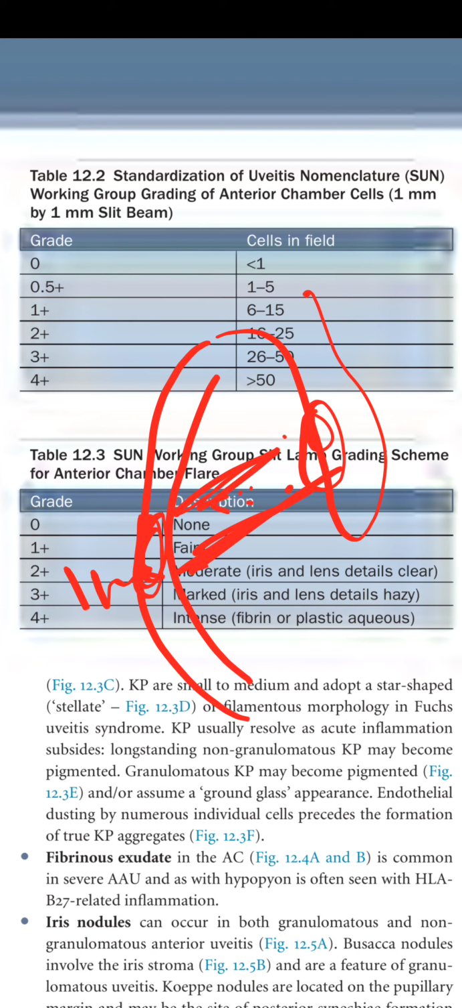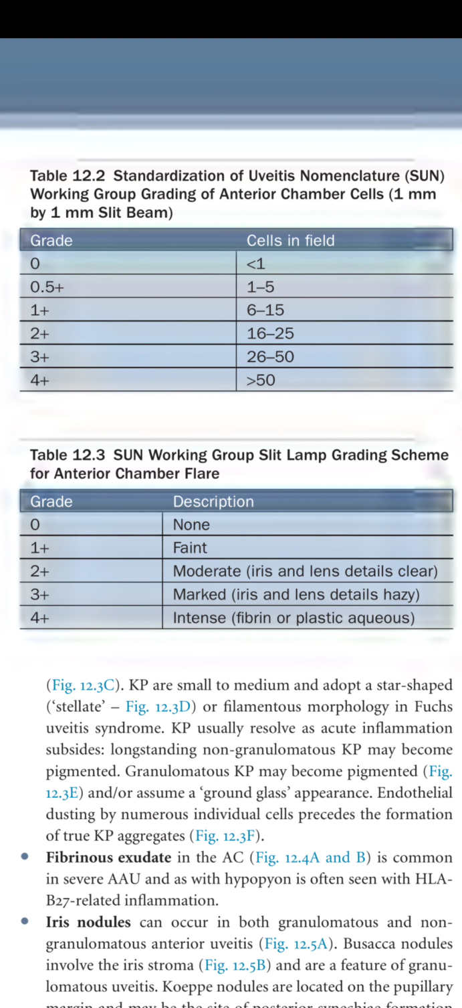If less than 1 cell is present, then it is 0. If 1 to 5 are present, it is 0.5 plus. If 6 to 15 are present, it is plus 1. If 16 to 25 are present, it is plus 2. If 26 to 50 are present, it is plus 3, and if it is greater than 50, then plus 4 cells are present.